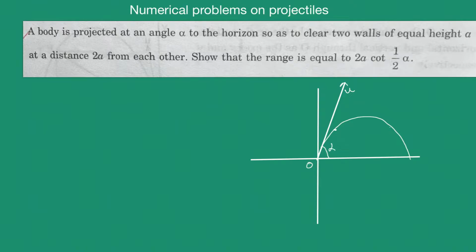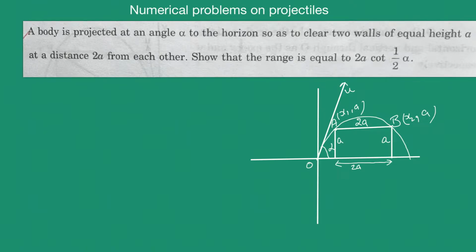These are two points on that particular trajectory which are of equal height. Say this point is A and this point is B, and the height is equal to a. This height is a, this is also a, and this distance is given to be 2a. Say this coordinate is x1 comma a, and this is x2 comma a.